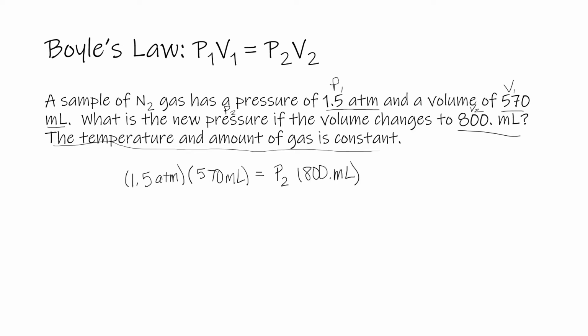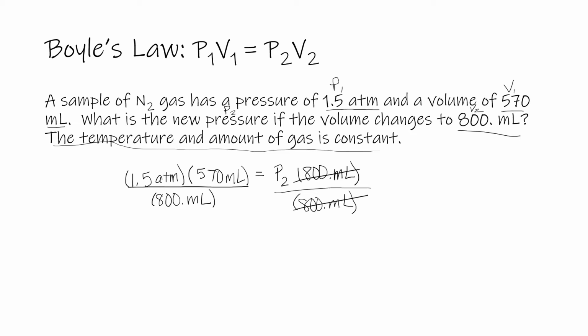Now, some textbooks will rearrange the Boyle's law equation prior to plugging in the values. I like to plug the values into the original equation as it's written. I just find it easier. Once you have the numbers plugged in, you solve for what you're looking for. To solve for P2, the first thing we're going to do is divide both sides by 800 milliliters. That will isolate pressure 2 by itself.